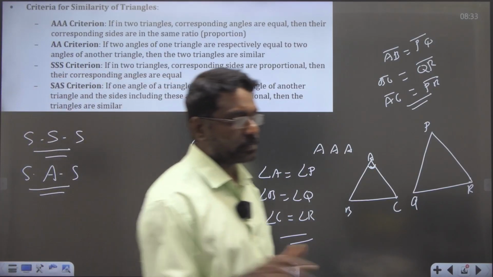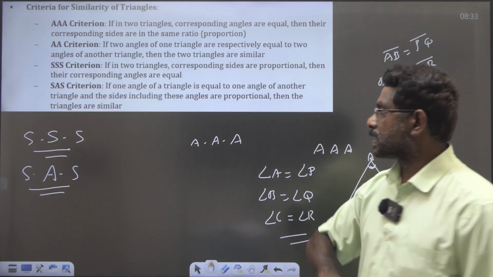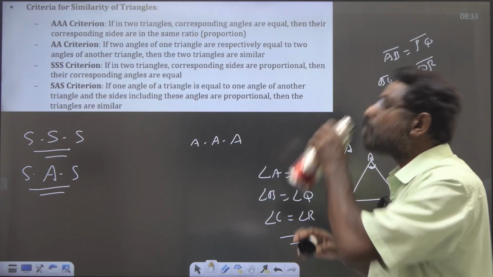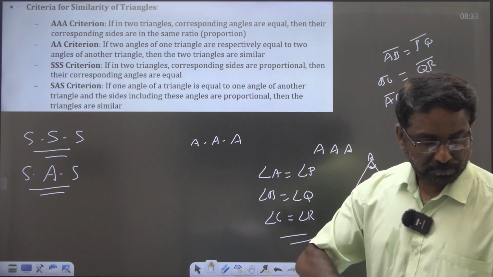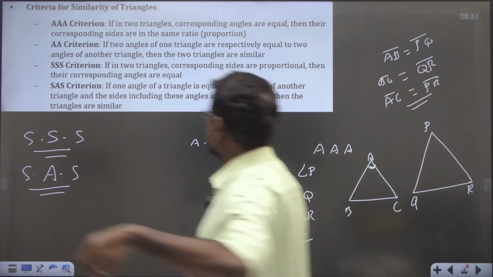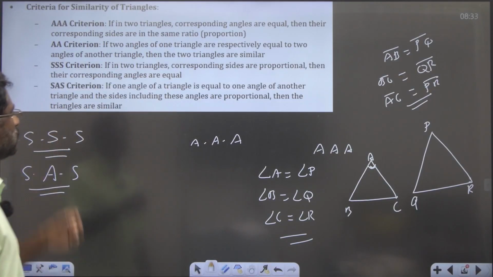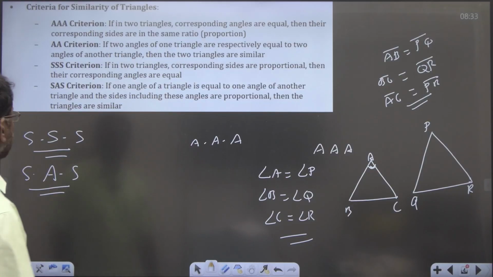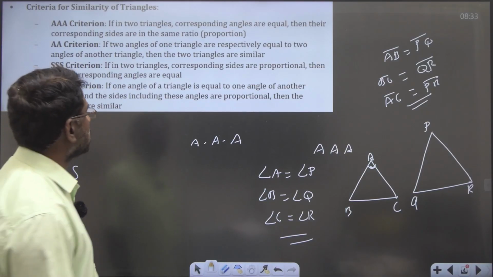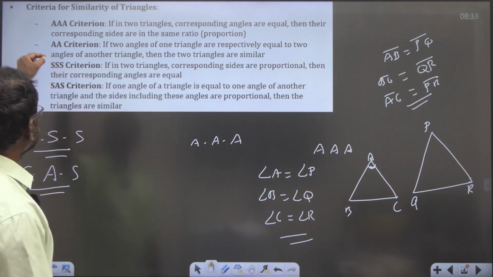That is the SAS criterion. If one angle of a triangle is equal to one angle of another triangle and the sides including these angles are proportional, then the triangles are similar. This is called the SAS criterion. Okay, these are very important criteria.